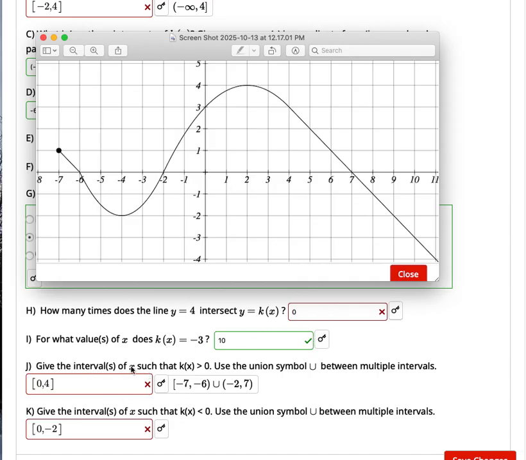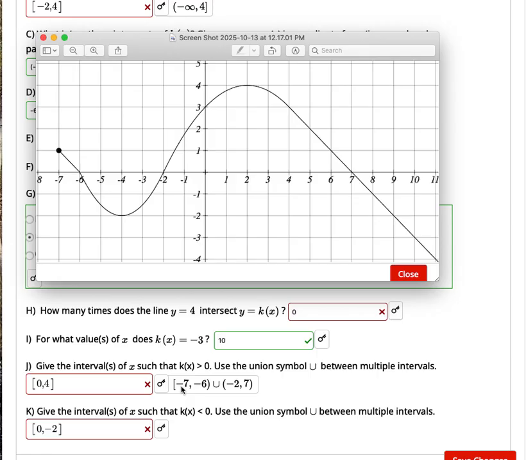Give the intervals of x such that k of x is greater than 0. Use the union symbol. Okay, so if it's greater than 0, you have to be careful on those brackets because you're not wanting to include the places where it is 0. So where it would be greater than 0 means it's above the x-axis, right? Because this is saying where the y value is greater than 0. So it's anywhere above the axis. So that would be between -7 and 6 and between -2 and 7.